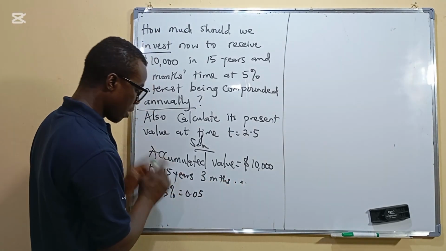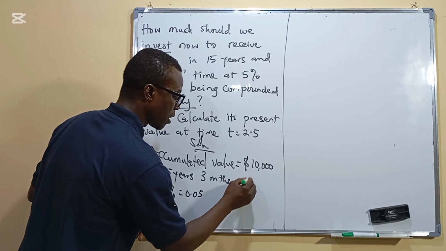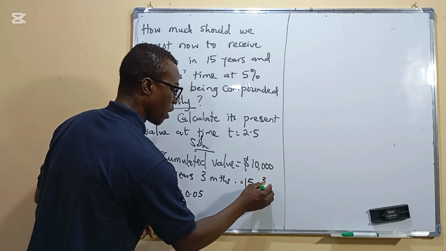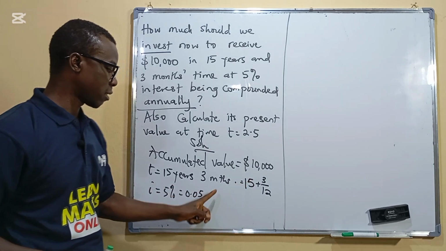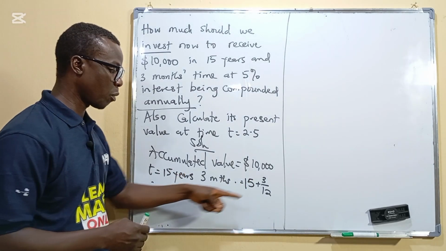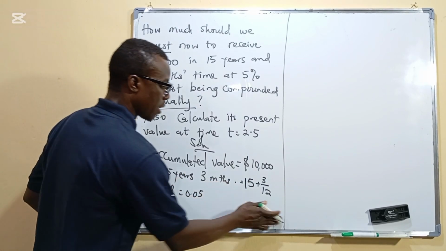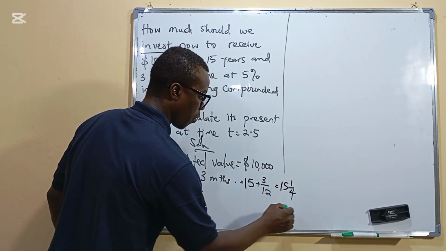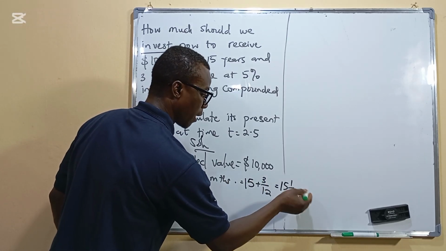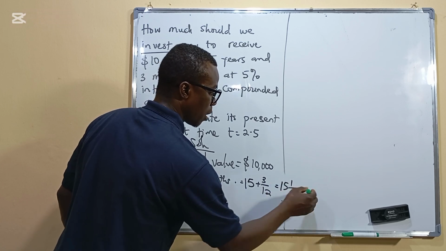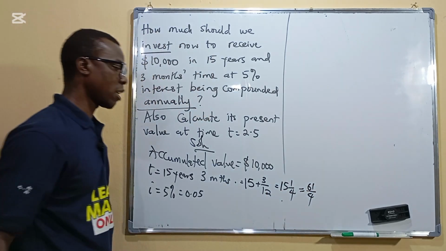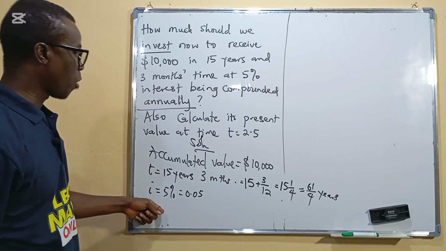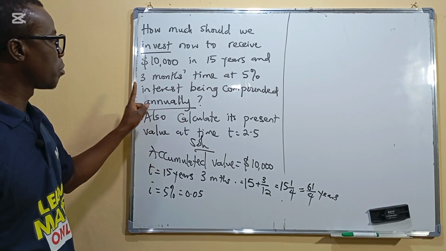Now to do that, this is 15 years, 3 months. Converting that, that will be 15 plus 3 over 12. Yes, that's converting the 3 months to years. That will be 3 over 12. And that should give me 15, whole number 1 over 4, which is, of course, equivalent to 61 over 4. So that's years now. So 61 over 4 years. So I'll be needing that to be able to find the present value.